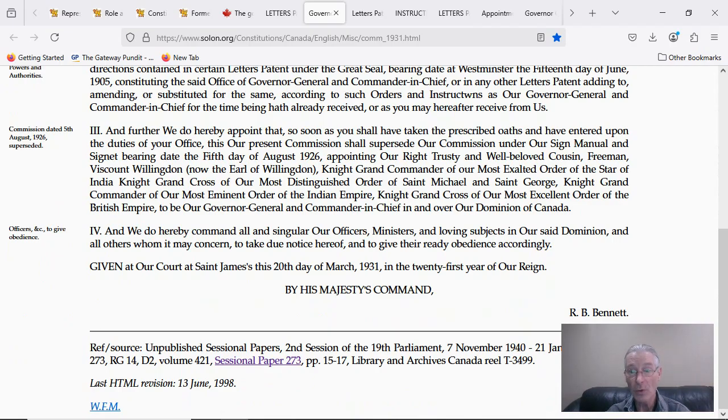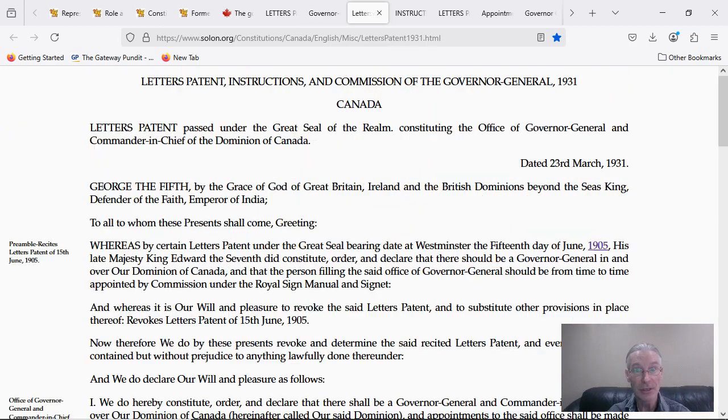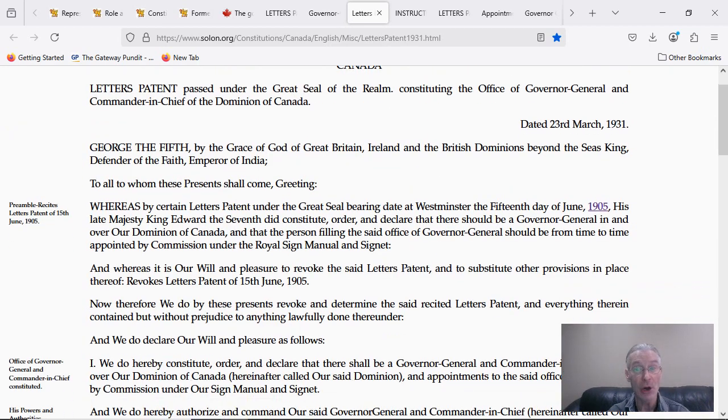So once again, this is signed by R.B. Bennett. R.B. Bennett was a member of the Privy Council, so he did have the authority to commission a Governor General, but only the Crown and Chancellery could authorize it. So R.B. Bennett commissioned this one 20th day of March. The letters patent were issued 23rd day of March.